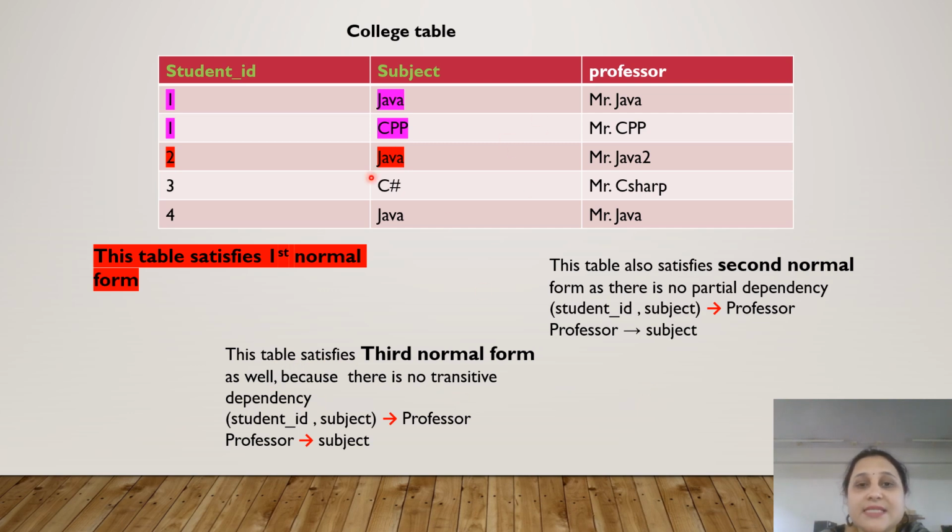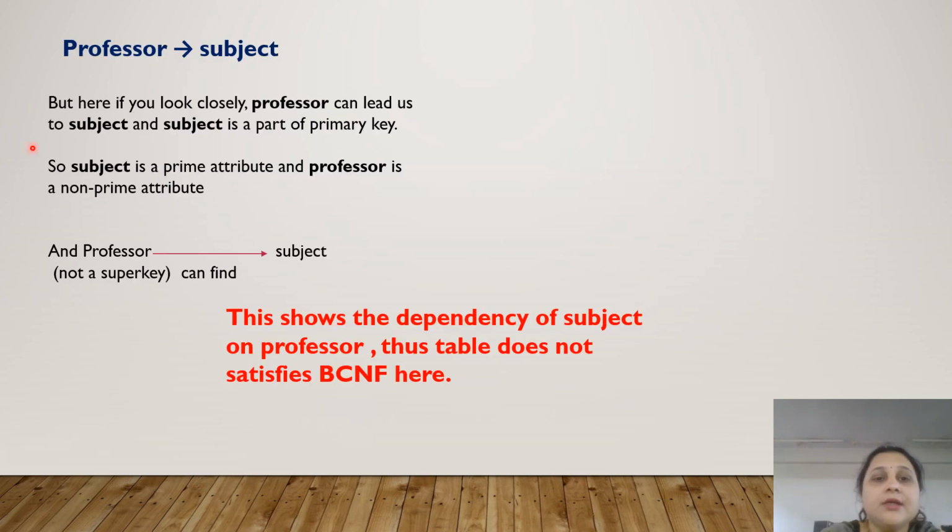Then this table also satisfies the third normal form, because there is no transitive dependency, students. Now if you look closely at this part, that is professor and subject, you can say that professor can lead us to subject, and subject is a part of the primary key. Means if you want to know by whom the subject is taught, you are dependent on professor, and professor is a non-prime attribute, whereas subject is a prime attribute. Means here subject is derived from the professor, which is a non-prime attribute. A non-super key can find the primary key here, so this is not allowed.